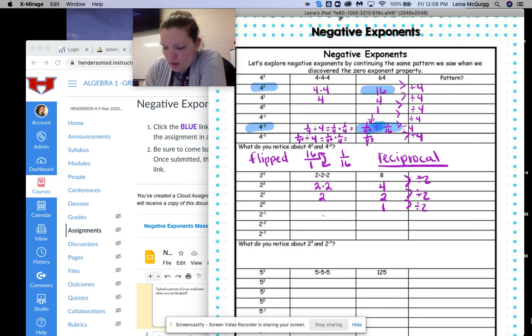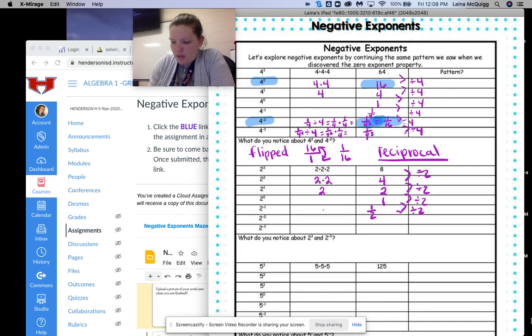2 to the negative 1. Well, I don't know how to write that. But if I continue this pattern of dividing by 2, then that means I should end up with 1/2. And if I continue the pattern of dividing by 2 again, then I should end up with 1/2 divided by 2, which is 1/2 times 1/2, which is 1 over 2 squared, which is 1/4. 2 squared is 4. So then we can do the same thing, divide by 2 again.